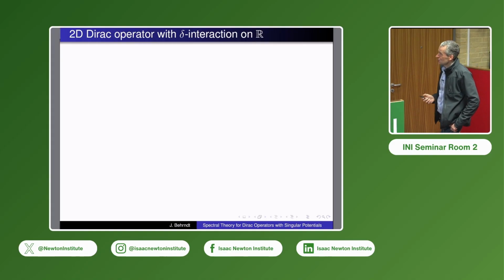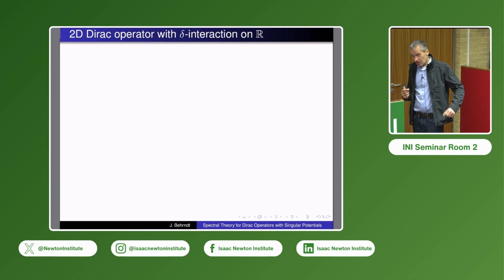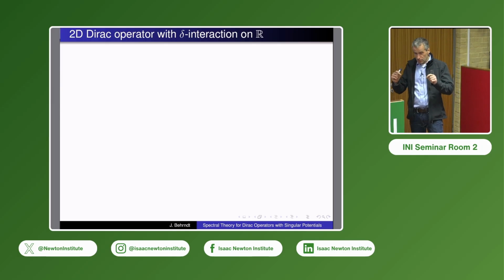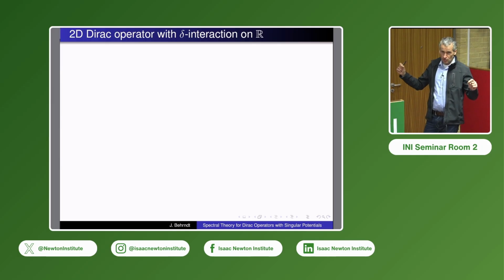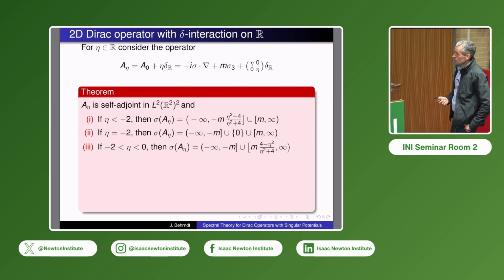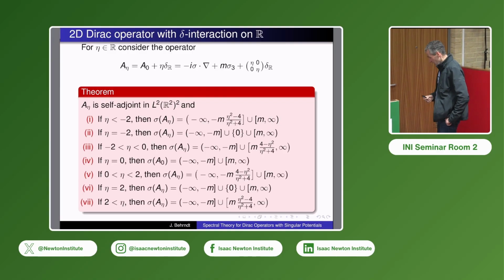Now the effects change somewhat because I'm looking at a delta perturbation which is not sitting on a compact loop, but on an infinite ray. And for simplicity, this infinite ray is just the real line. So now I have a delta distribution supported on the real line, and I perturb my 2D Dirac operator by such a delta. Then you get the following result, which I'm not going to discuss.